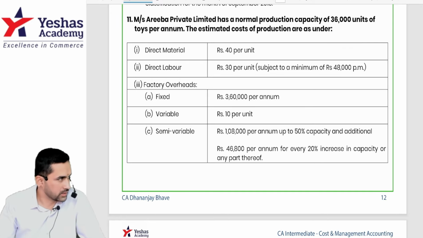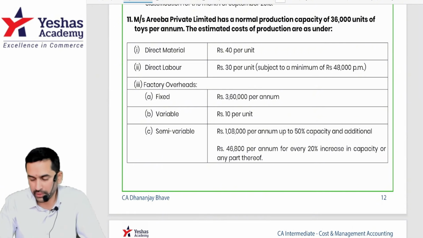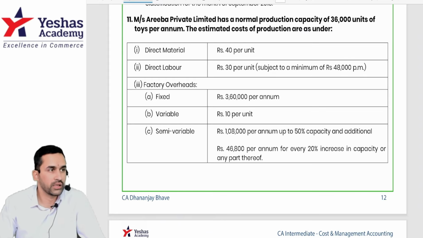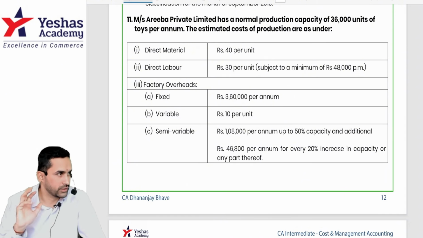Take an example, use Calci. In January, we produce 1000 units. If you go by 30 per unit, it will be 1000 units into 30 rupees. That comes to 30,000. Now read what is there in the bracket. Subject to a minimum of 48,000 per month. That means you still have to pay 48,000 to the employee. That is the meaning of minimum wage condition.